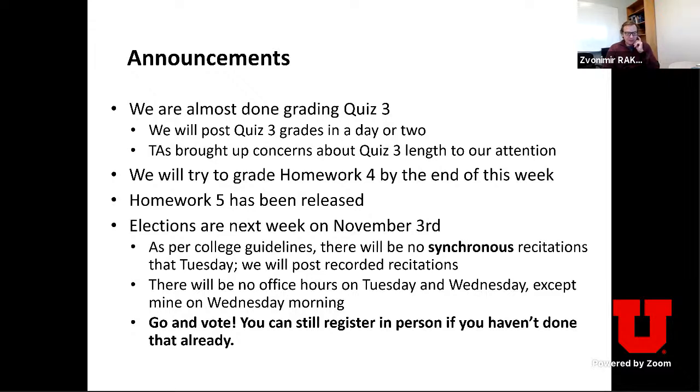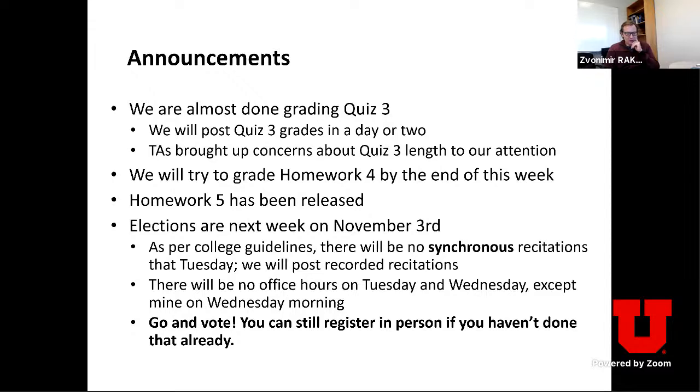And one thing I also want to mention is that you can still register for voting in person if you haven't done that already. So the voter registration deadline online has passed, but you can register in person. So, there will be no synchronous recitations, but we will post recorded recitations. So there will be recitations to watch this week, except they won't be synchronous.